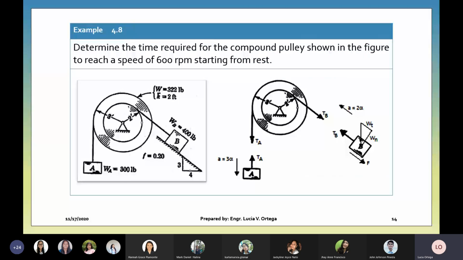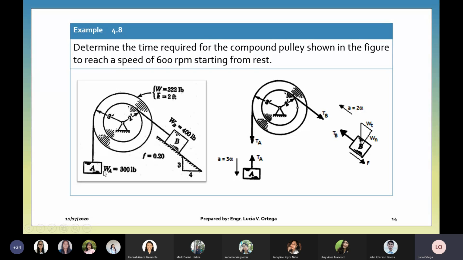So the secret is you have to draw first the free-body diagram for the body. And then you apply the dynamic equilibrium equation. Okay, determine the time required for the compound pulley shown in the figure to reach a speed of 600 revolutions per minute starting from rest. So the given weight is 322 pounds and the radius of gyration is 2 feet.